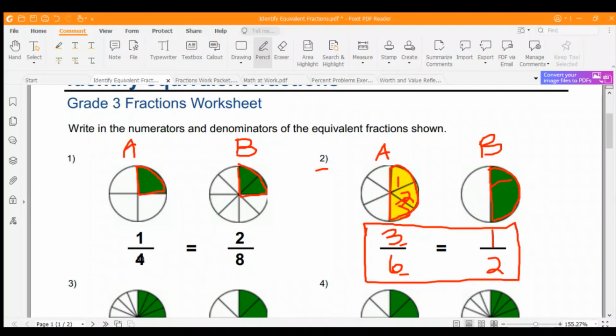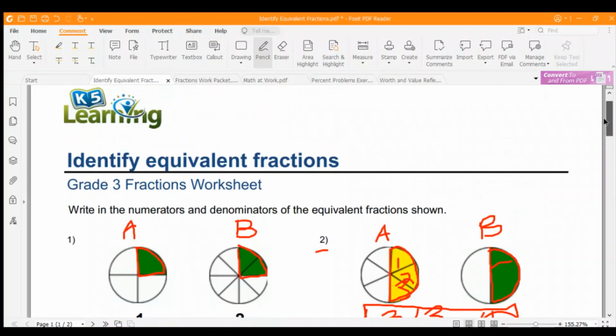If you're in about 6th grade, you're going to want to start doing that. Both 3 and 6 can be divided by 3, right? So if I divided 3 by 3, I would get 1. If I divided 6 by 3, I would get 2. So it's a nice good segue into the concept of reducing as well.